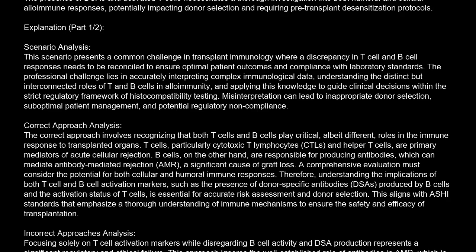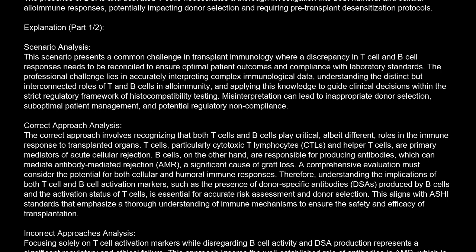The professional challenge lies in accurately interpreting complex immunological data, understanding the distinct but interconnected roles of T and B cells in alloimmunity, and applying this knowledge to guide clinical decisions within the strict regulatory framework of histocompatibility testing. Misinterpretation can lead to inappropriate donor selection, suboptimal patient management, and potential regulatory noncompliance.